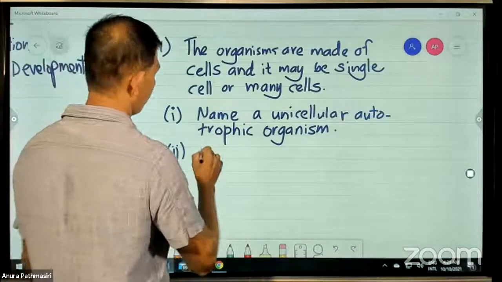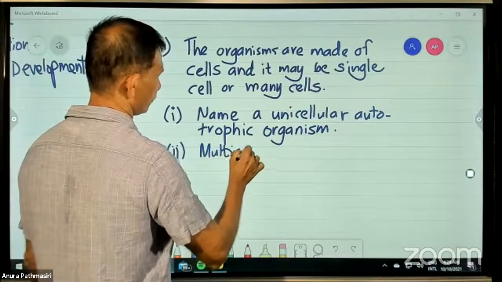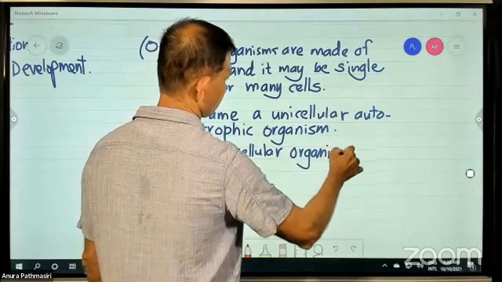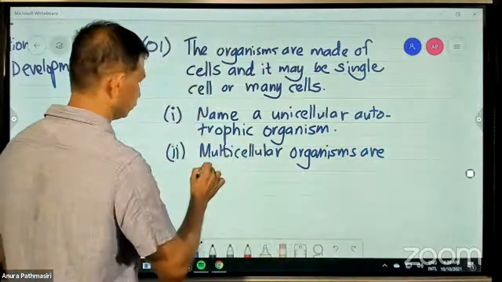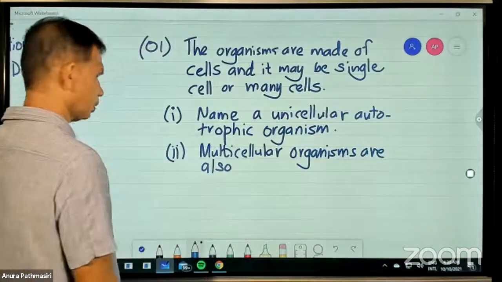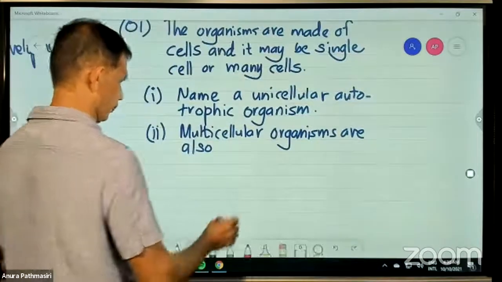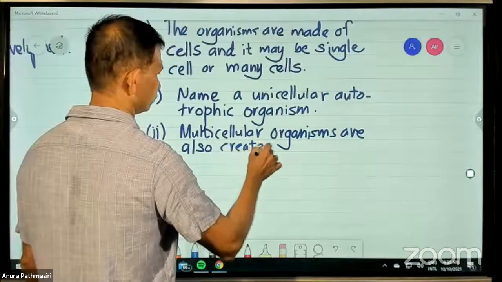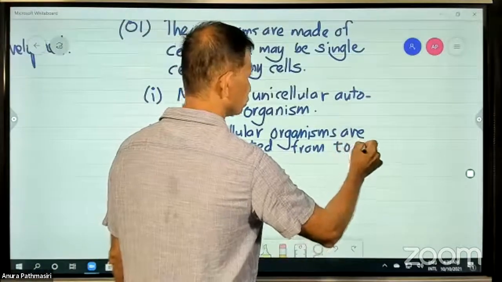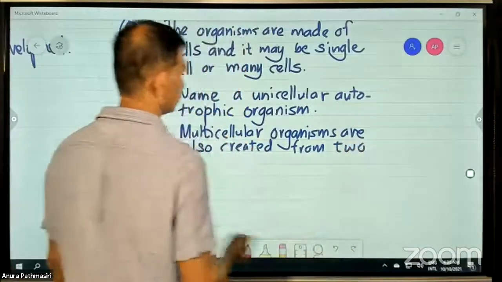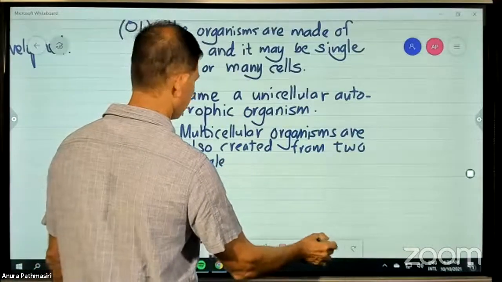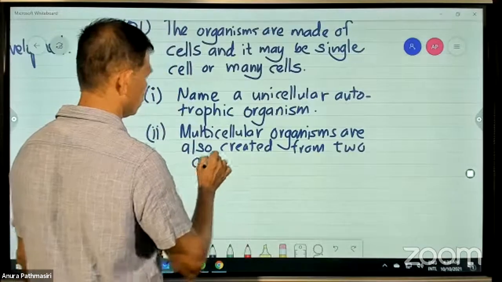Second one: multicellular organisms are also created from two cells.